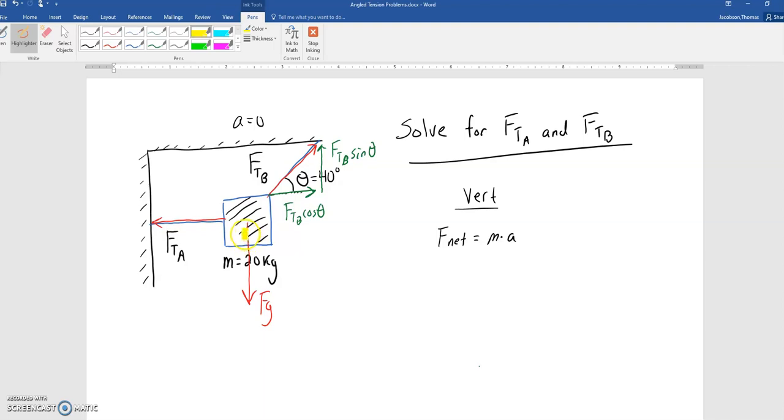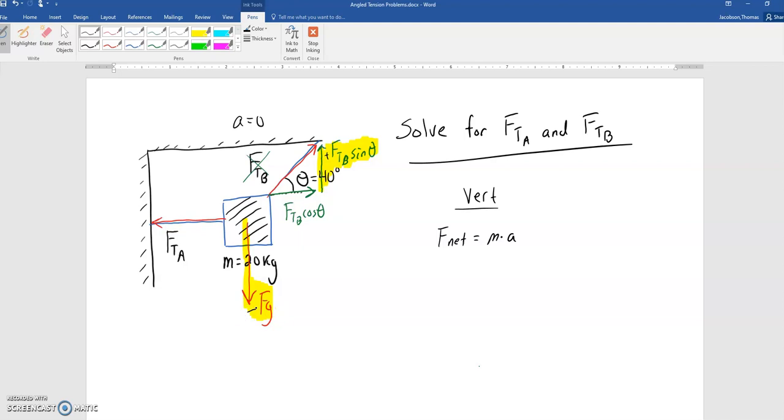You have to identify that there are only two vertical forces, Fg and FTB sine theta. We are no longer going to use just FTB. Once we broke it up, like we've done in previous problems, we only use the sine and cosine. We no longer use just FTB anymore. We have two forces. One is going up, which I'm going to make positive, and we have one going down, which is negative.